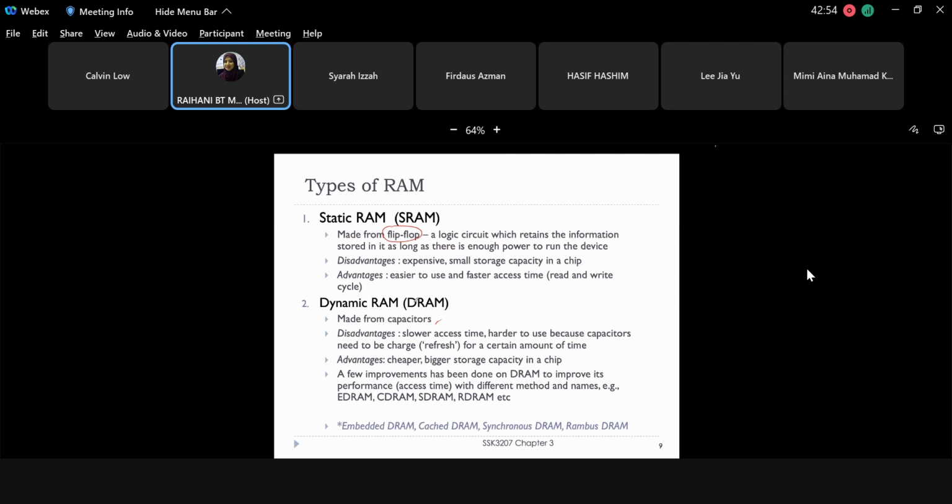So the dynamic RAM here has advantages and disadvantages. The disadvantage is that it has slower access time and is harder to use because capacitors need to be charged. It is the nature of the capacitor that it needs to be charged, so it always needs to be refreshed after a certain amount of time. But flip-flops do not have to refresh, because they consist of logic circuits that retain information as long as there is enough power to run the device.